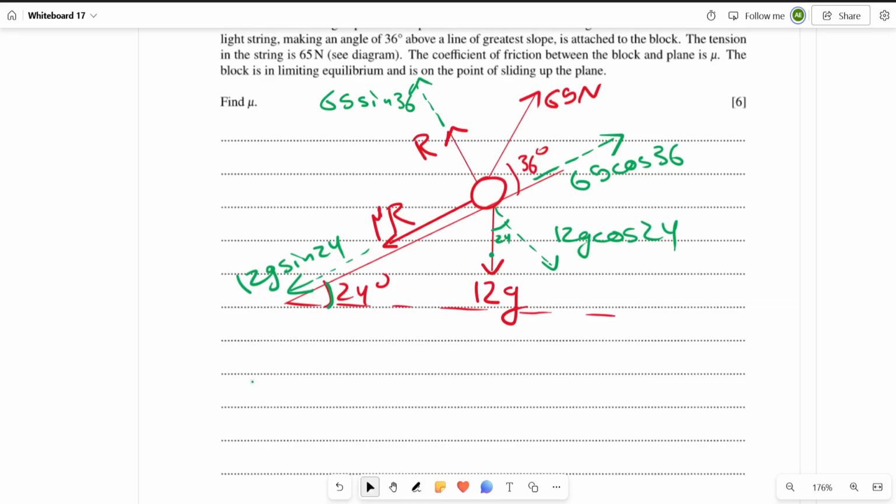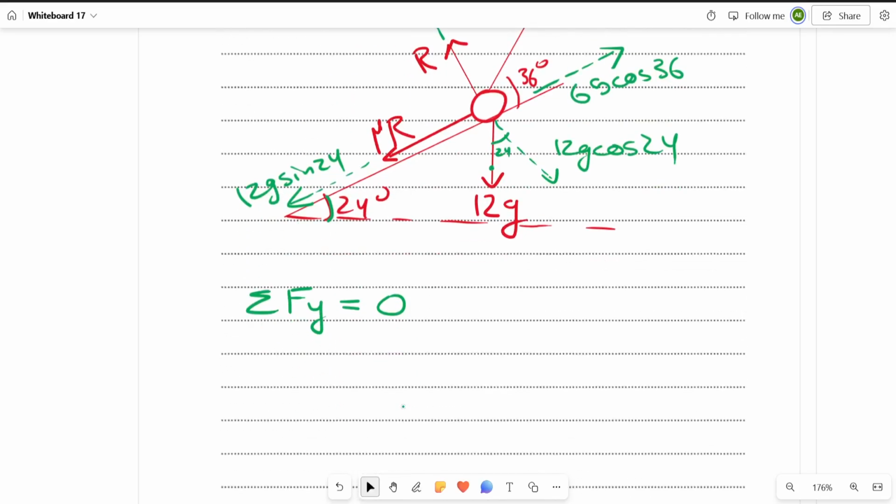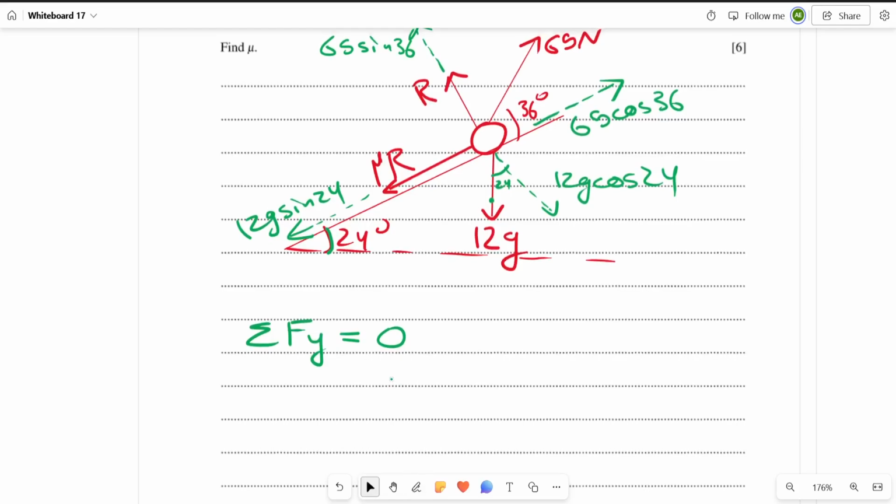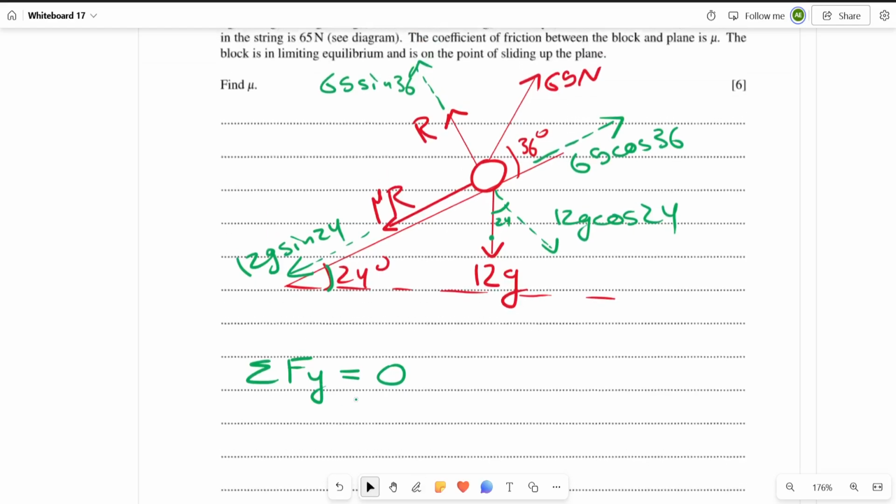I always advise you to start resolving in the y direction. So scenario 1 or scenario 2 determines whether sigma Fy equals ma or 0. Since it's in equilibrium, sigma Fy is going to be 0. And by the way, in inclines, the y direction is never going to have any acceleration. If you're going to have any acceleration, it's going to be up or down the slope. So sigma Fy is always 0, in other words, all the forces in the y direction balance each other.